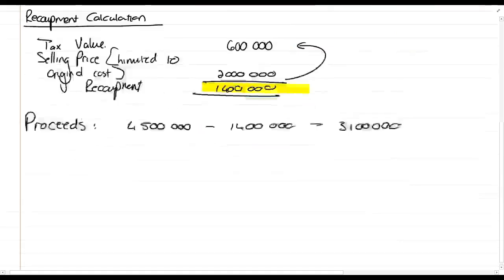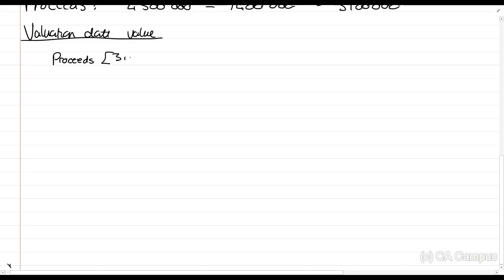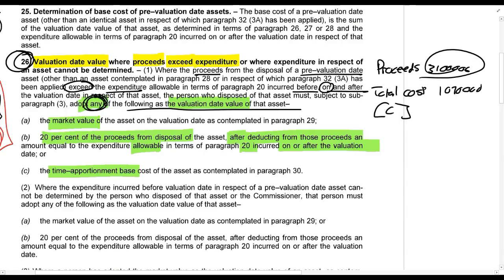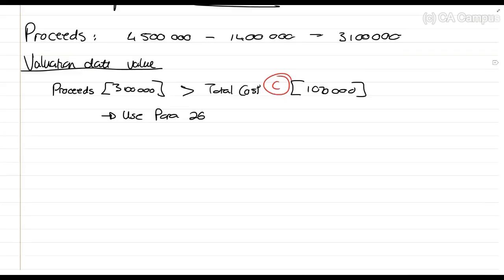So now I want you to see. We will now say, okay, we're now ready to calculate the valuation date value. So we will say proceeds, and I'm going to put down the amount, 3.1 million rand, exceeds total cost, which is C for you, of 1,070,000. So if total proceeds exceed total costs, we use paragraph 26. This paragraph says you may use any of the following: market value, 20% rule, or time apportionment based costs.